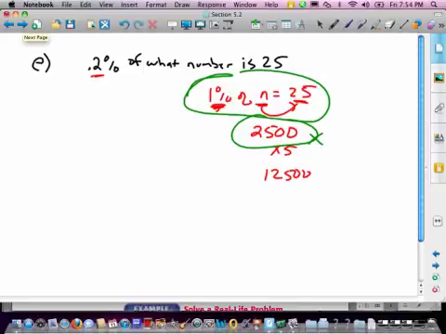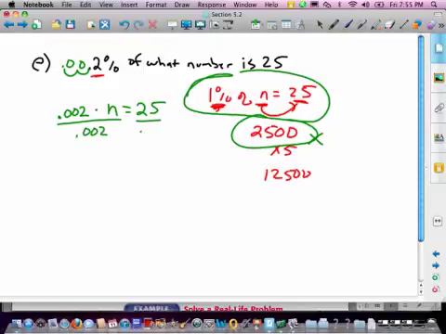We got 0.2%, and we got to change that to a decimal. So remember, when we change to decimal, we have to move the decimal place to the left 2 places. That's a really small number. We get 0.002 times my number equals 25. So if I want to figure that out, divide both sides by 0.002. Well, that goes in there exactly 12,500 times. So you can see, yeah, that's going to be a pretty big number there when we get done.